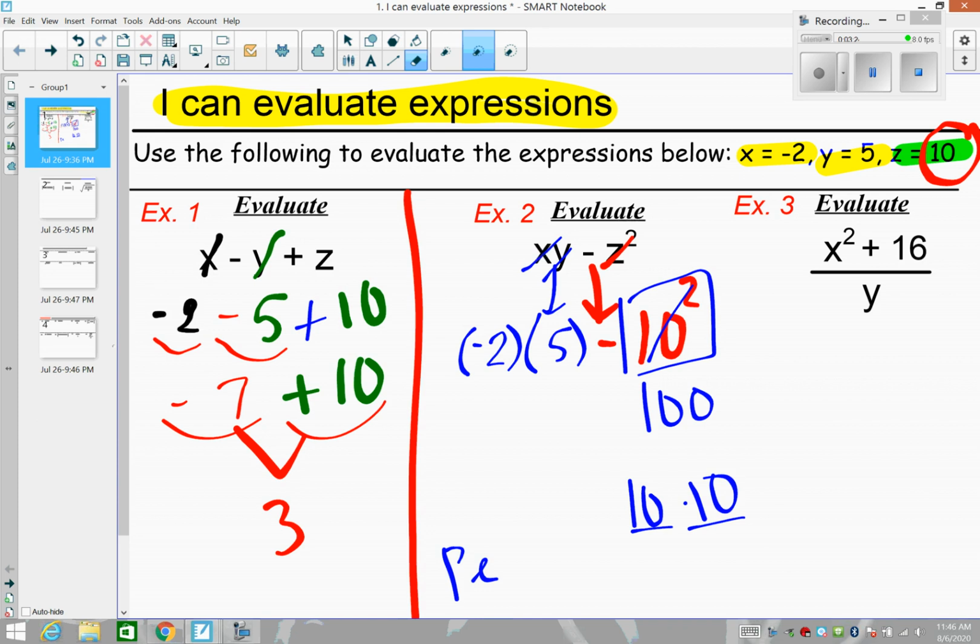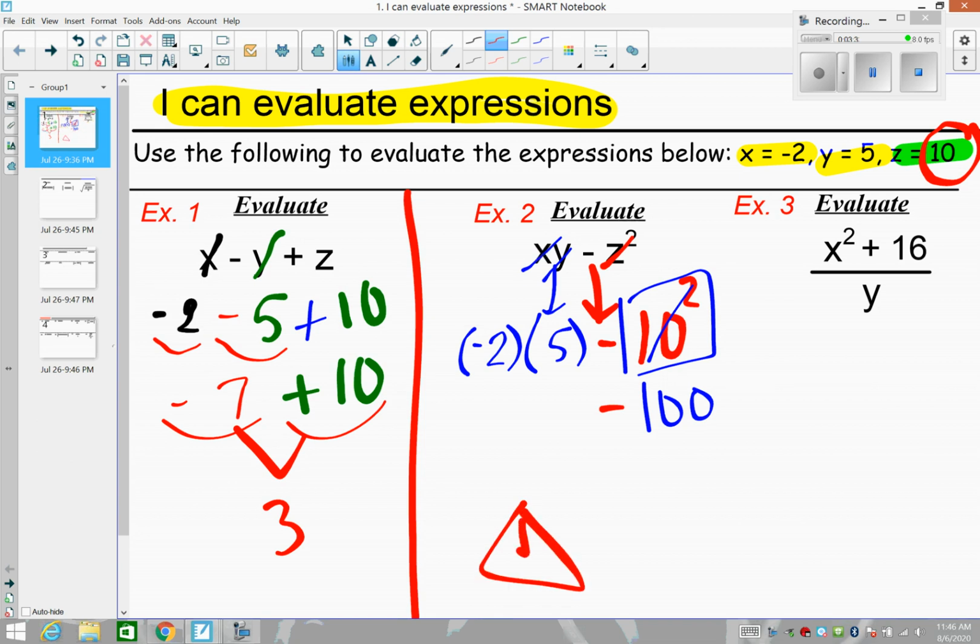So I'm going to clean up, erase all this stuff down here, so I have some space to write. The sign in front of that 100 is a subtraction sign. And I have this triangle sitting out front. So we have negative on the 2, positive on the 5. The result of that is negative. And 2 times 5 is 10.